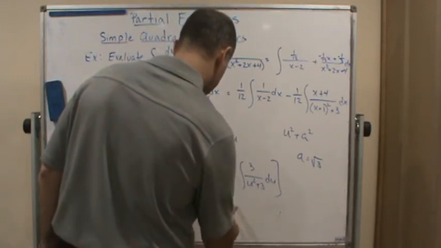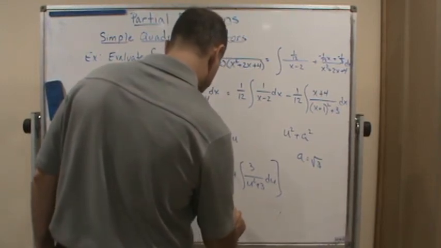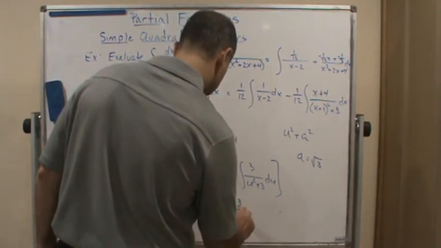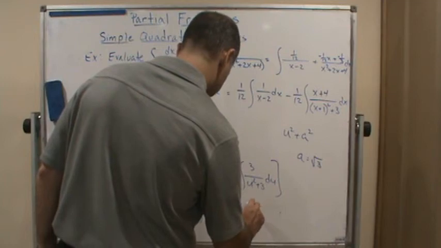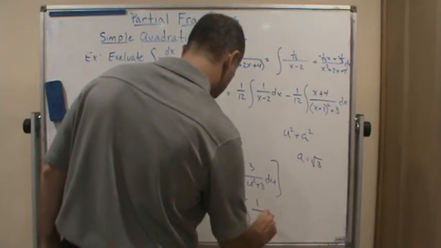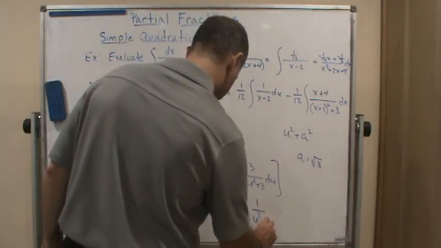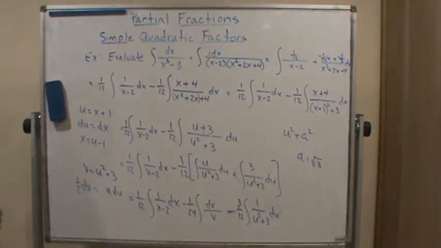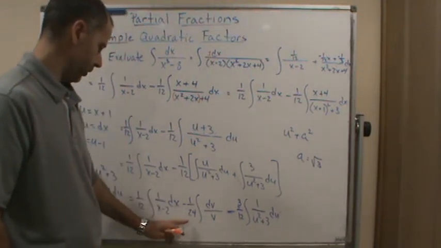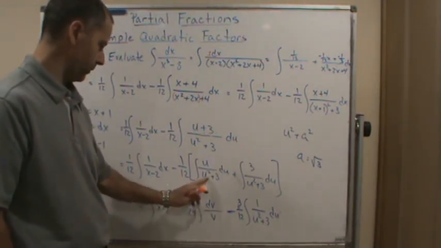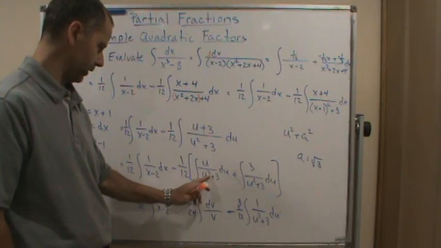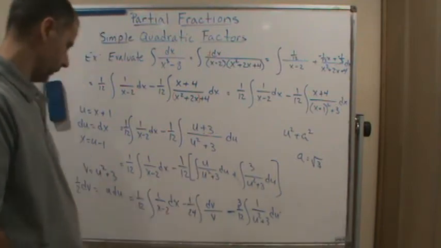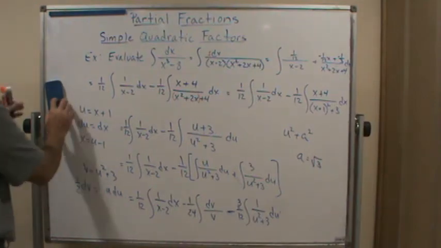Plus, oops, not plus, minus. I'm going to pull the 3 out, 3/12, the integral of 1 over u squared plus 3 du. Okay, so now you can see it more. You have to be careful, because if you don't do the substitution again, then you might miss, like I did, the 1/2. Okay, so let's go up here.